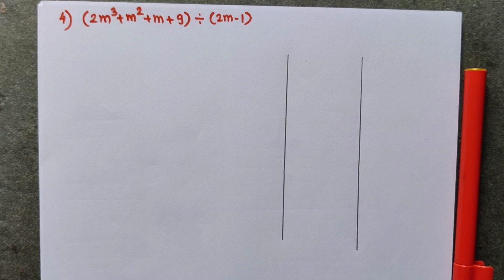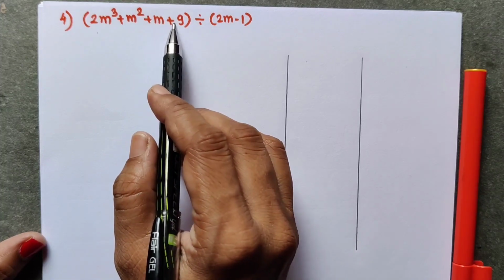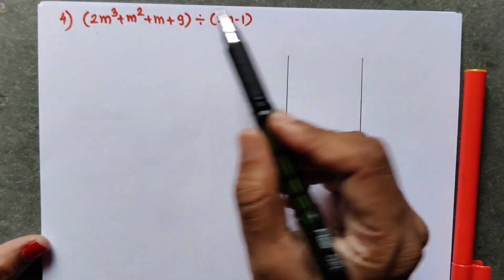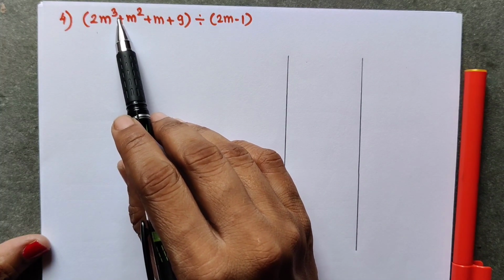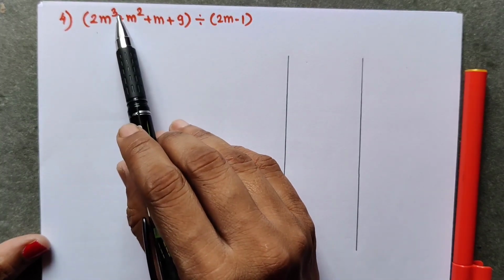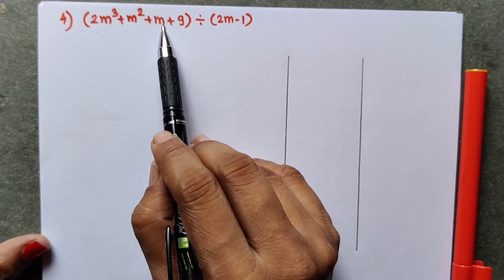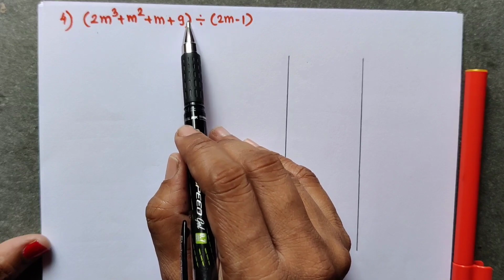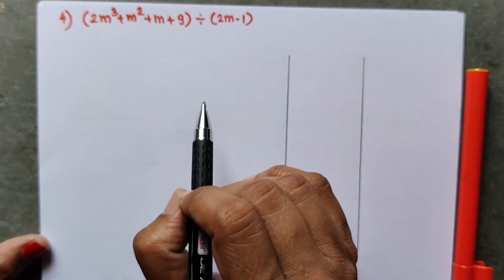Question number 4. 2m cube plus m square plus m plus 9 divided by 2m minus 1. So first check whether the terms are in the proper index of variables or not. So first term is having index 3, then second term is having index 2, then third term is having index 1, fourth term is having index 0. No variable means index is 0. So 3, 2, 1, 0, it is in the proper order.